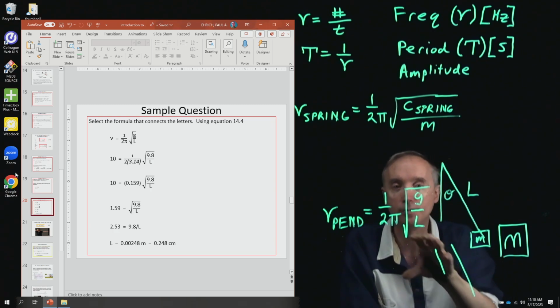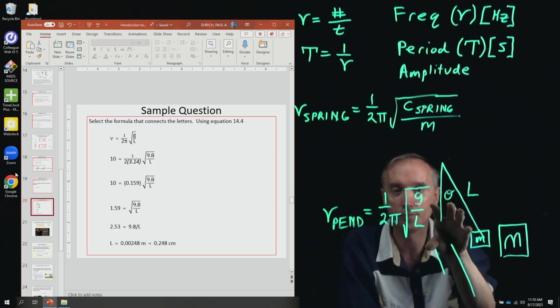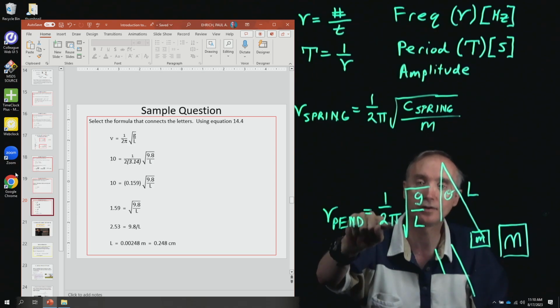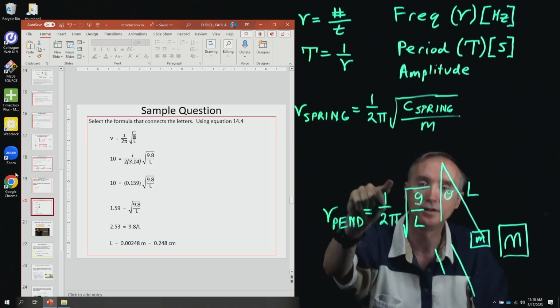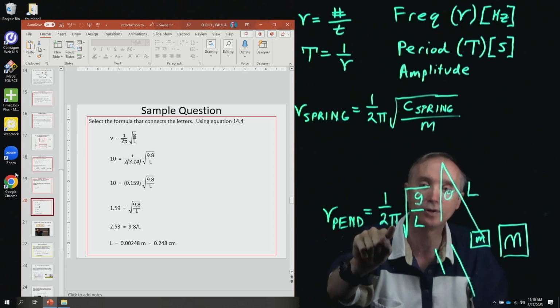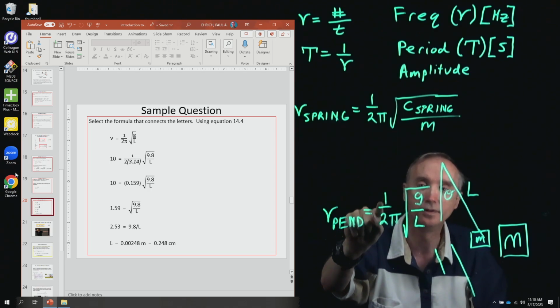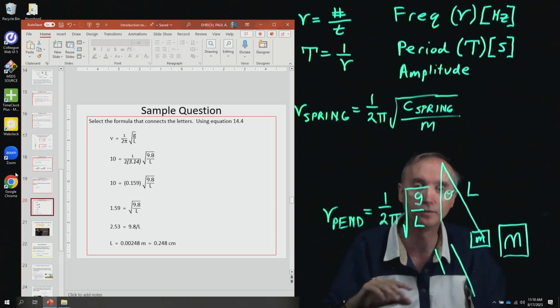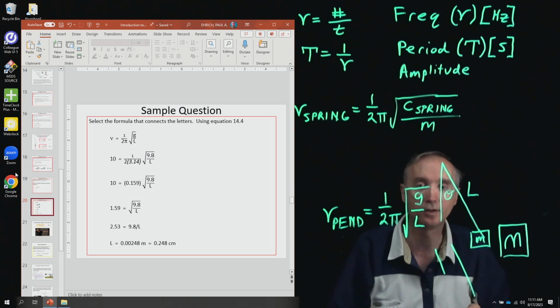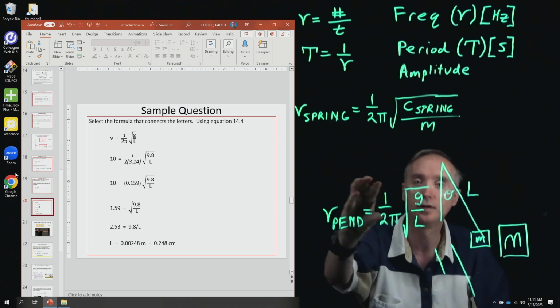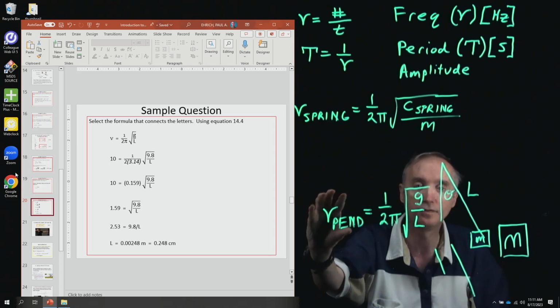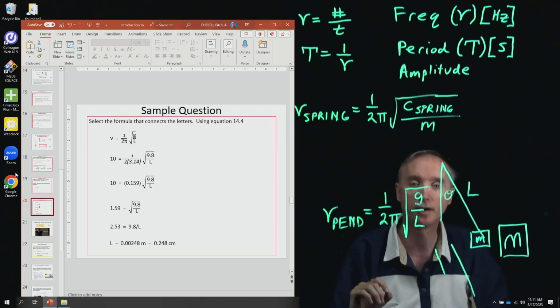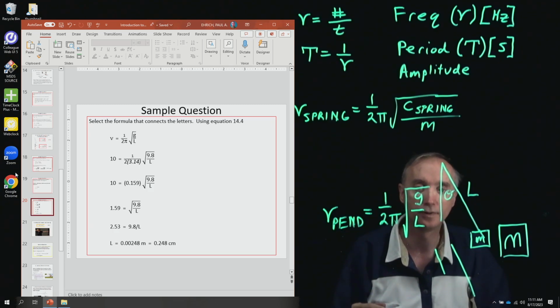What I did was put the numbers into the formula, and the first thing I did was calculate this part right here. I know that this is 6.28, and then 1 divided by 6.28 gives that 0.15 thing. And then the square root of 9.8 divided by L. The next thing I'm going to do is take this part over to this side, so I divide both sides of the equation by 0.15 something.